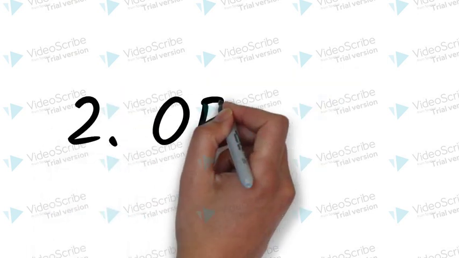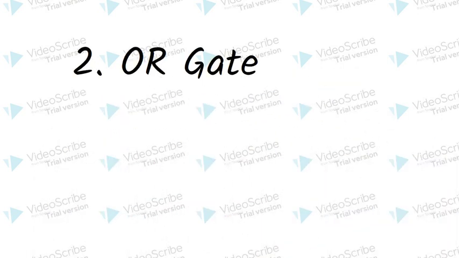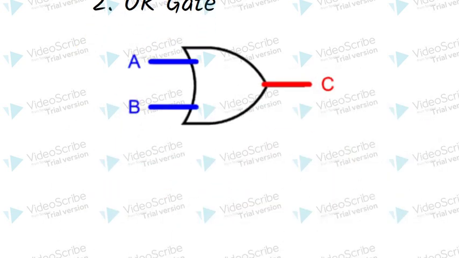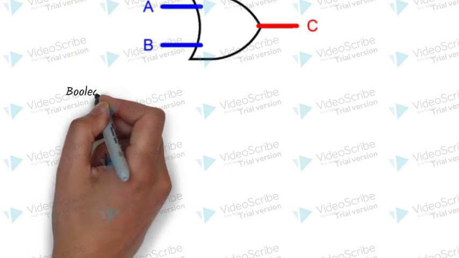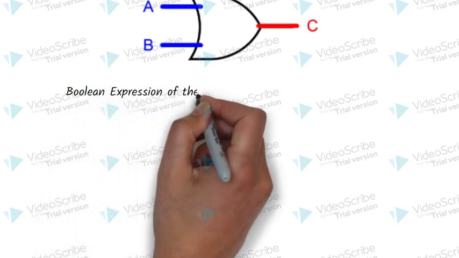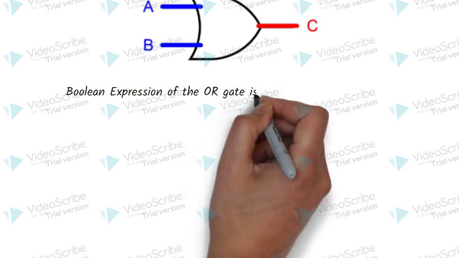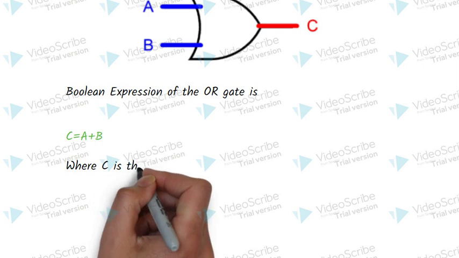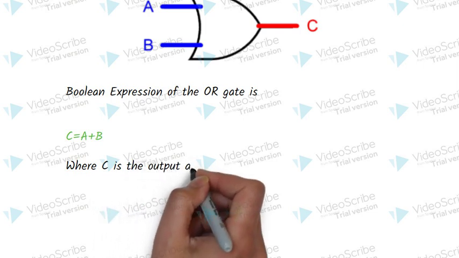Now let's see the OR gate. Here is the symbol of OR gate, where it has two inputs and one output. And the Boolean expression of OR gate is C equals A plus B, where C represents the output and A and B are inputs to the gate.